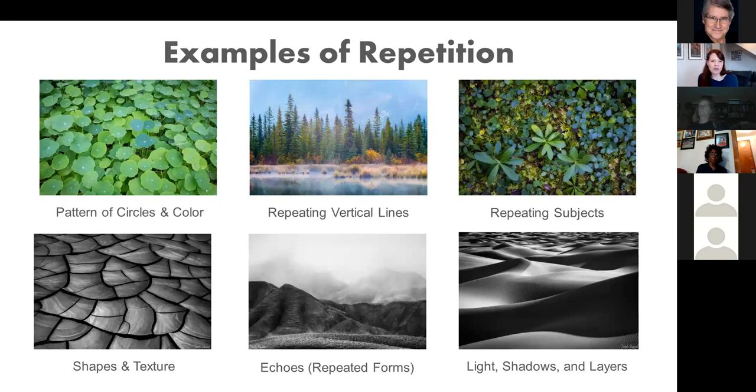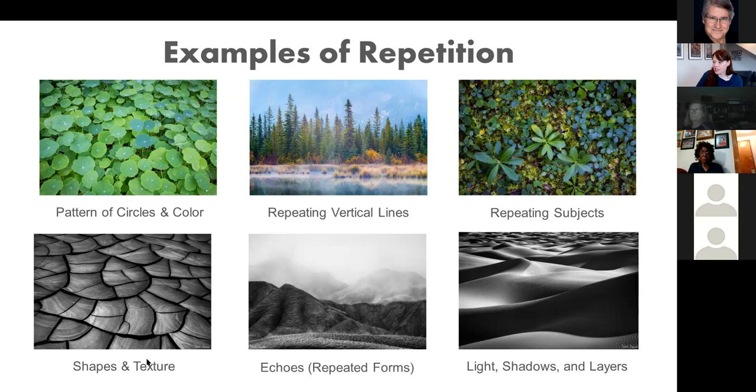So patterns, where a pattern is more like wallpaper, where you see the same thing repeated over and over. In the case of the second example, the middle upper photograph, you have a lot of repeating vertical lines in the trees. In the next photo, you have repeating subjects. So these main plants are repeated, and then you have them in an arc, and then these are in an arc as well. So that's another piece of repetition. And then these little plants repeat.